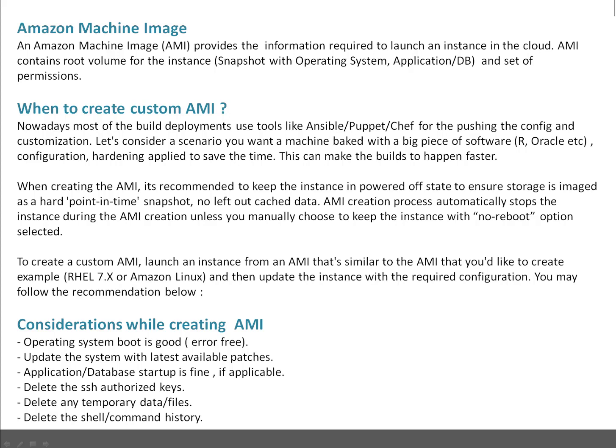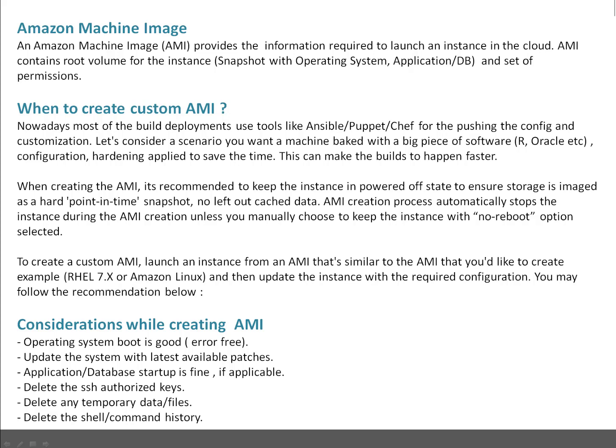But for the time being, you can update your AMI so that you get the latest one available at that time. Delete the SSH authorized keys. Basically, that's again a recommendation, but in case you want to keep your authorized key, you can skip that step. Delete any temporary data or temporary files. What it means is, let's say in /tmp on a Linux machine, you got some dummy data or some unnecessary data. You can get rid of that data.